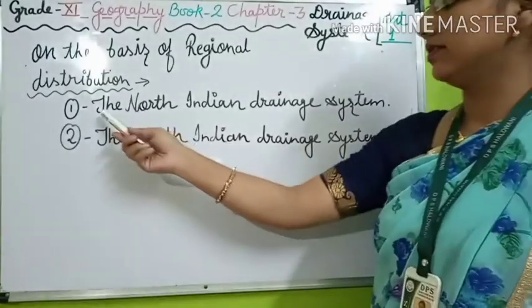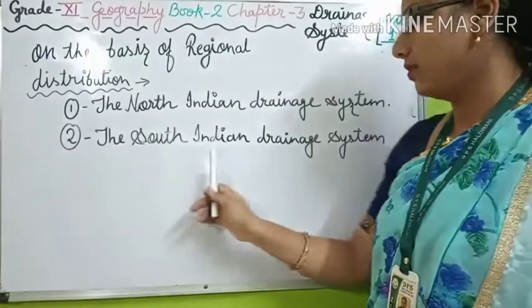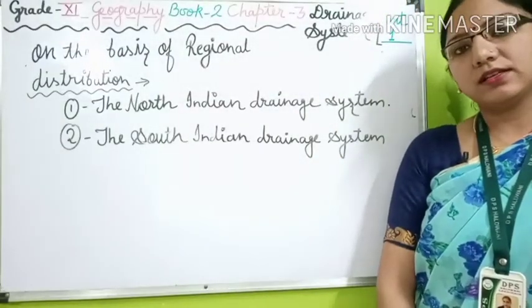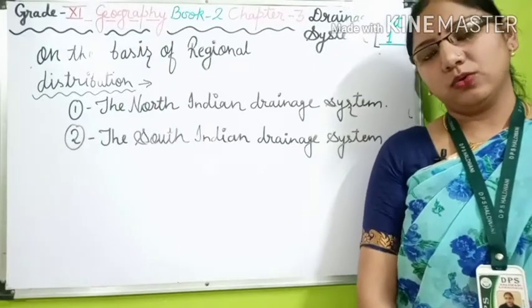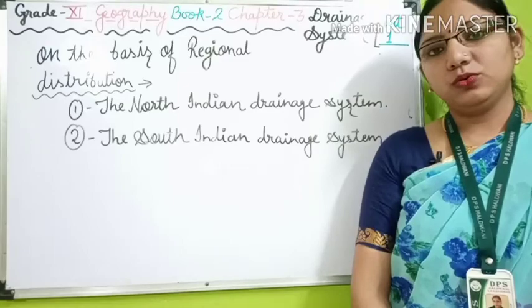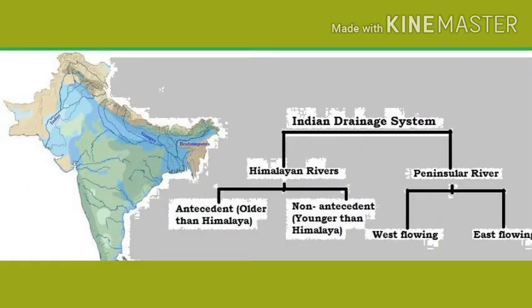That first is the North Indian drainage system and the second is the South Indian drainage system. So what are these drainage systems and what is the location of these drainage systems on the map? Let's see through these given maps. Drainage system of North India.